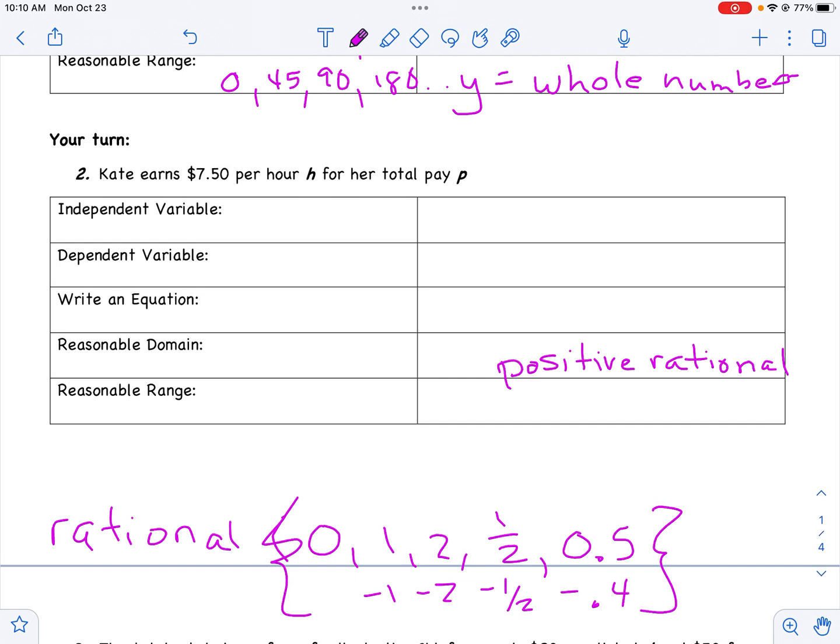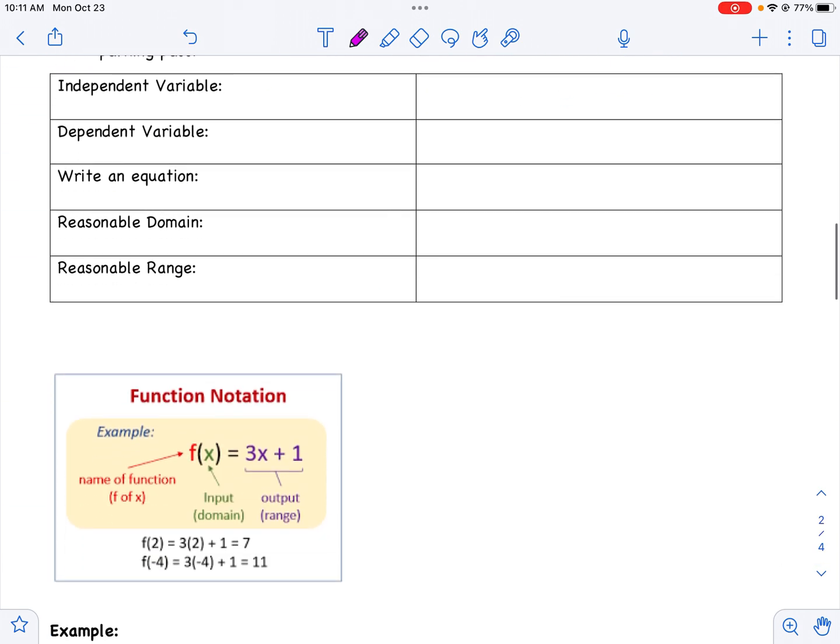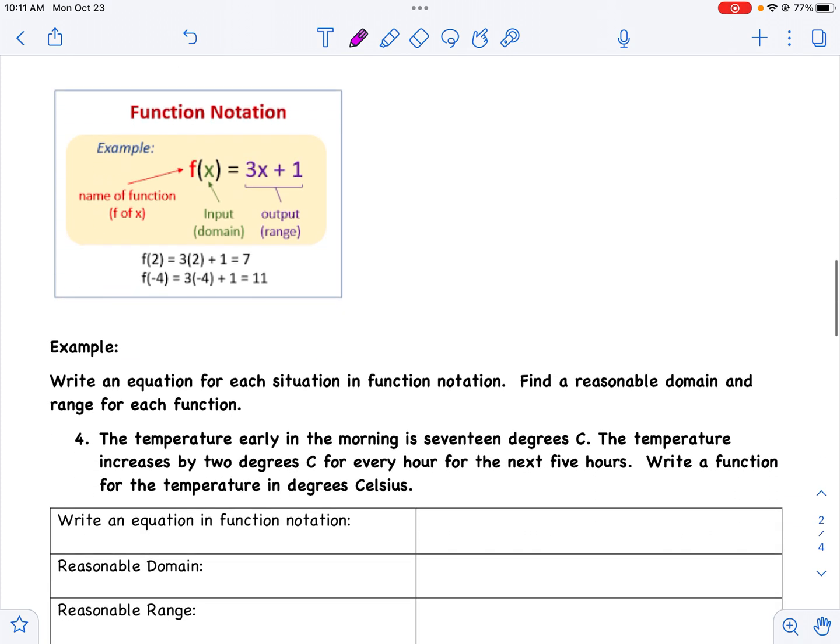So that's why I mentioned that this would be positive, because you can't work a negative number of hours to get negative pay. But because our pay is going to be multiplied by 7.50, which is a decimal number, you need to include decimals in your answer. Whole numbers would not be acceptable. All right, so let's talk about function notation in this format.